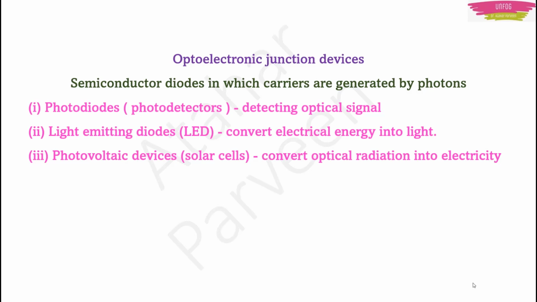Now, according to your syllabus also, there are three types of optoelectronic junction devices which we have to study. First is photodiode. Basically, it is a photodetector. Photo means light, remember. Photodetector, it will detect an optical signal. Then light emitting diode, the abbreviation is LED. It is a very common name, you all must have heard it. This is used to convert electrical energy into light. And third one is solar cell, a type of photovoltaic device, you can say. Here it will also convert optical radiation into electricity, but the operation of all these three diodes is different.